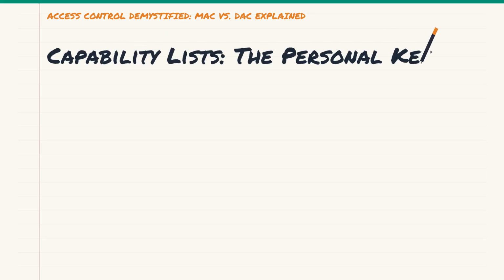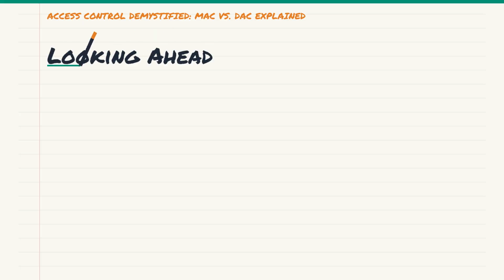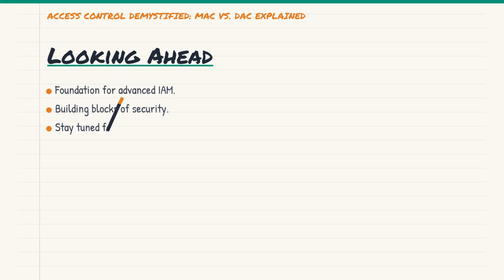Capability lists are like a personalized key, proving your right to access something, rather than a list on the object saying you are allowed. Understanding these foundational access control models is crucial as we move into more complex IAM topics. Next time, we'll build on this knowledge as we explore other aspects of identity and access management.